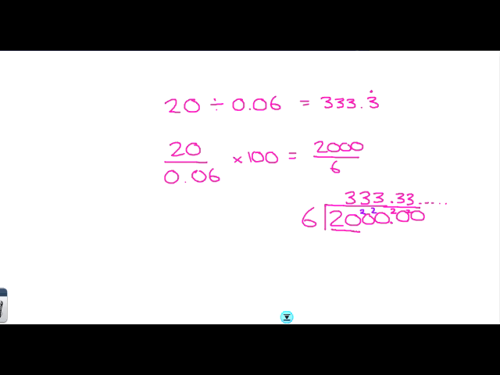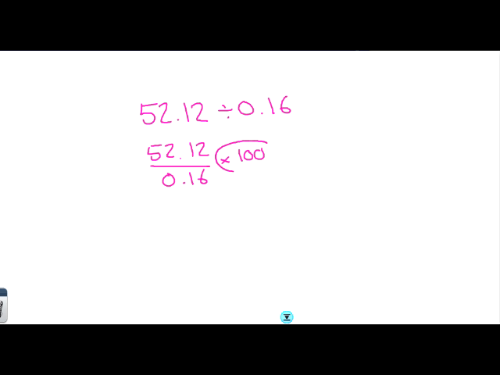So let's finish off with one last really tough question. Let's try 52.12 divided by 0.16. So a horrible looking number divided by an equally horrible number. So write it as a fraction. We're going to have to times it by 100 to get rid of the decimals. That would give me 5,212 over 16. Now, this isn't particularly nice because I don't know my 16 times table that well, certainly not to this sort of level to see if it goes in exactly.